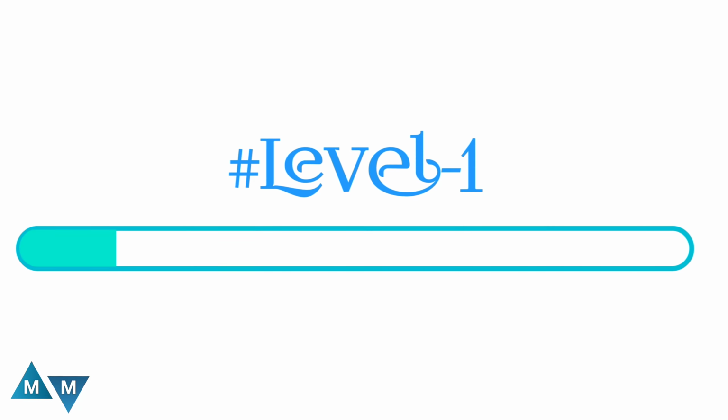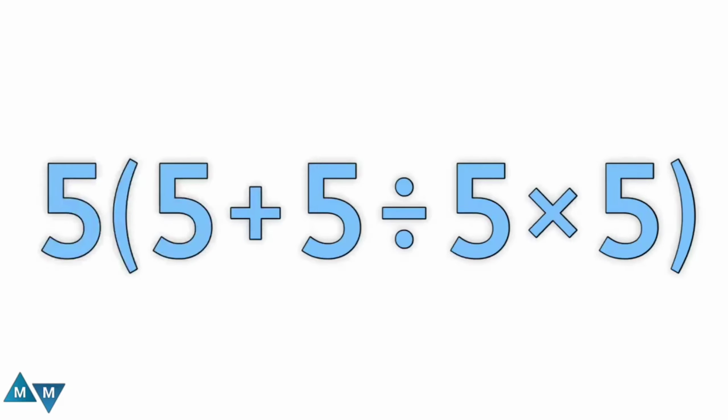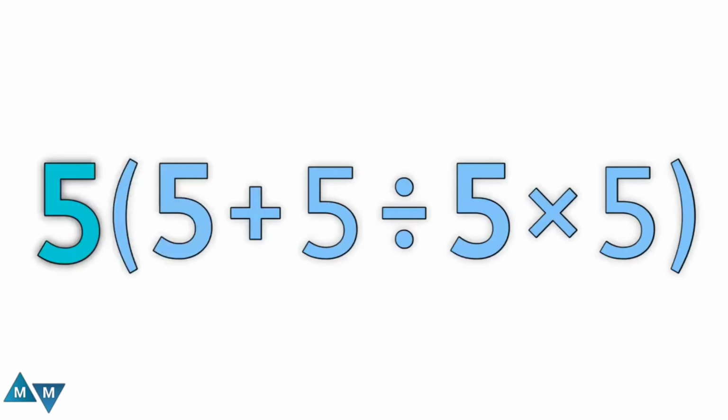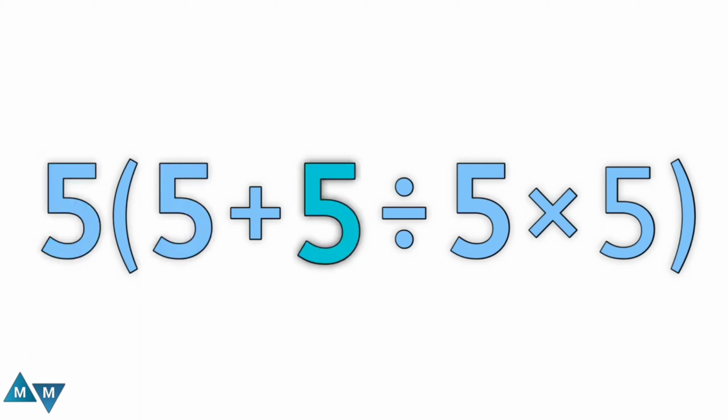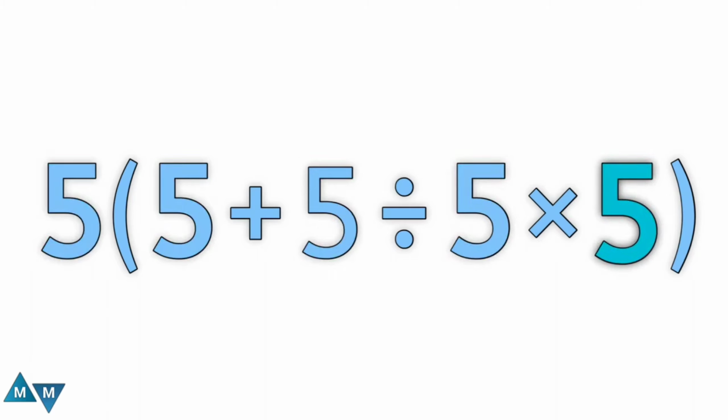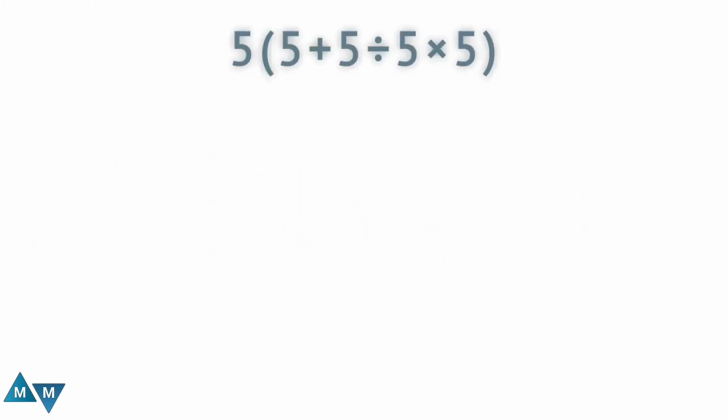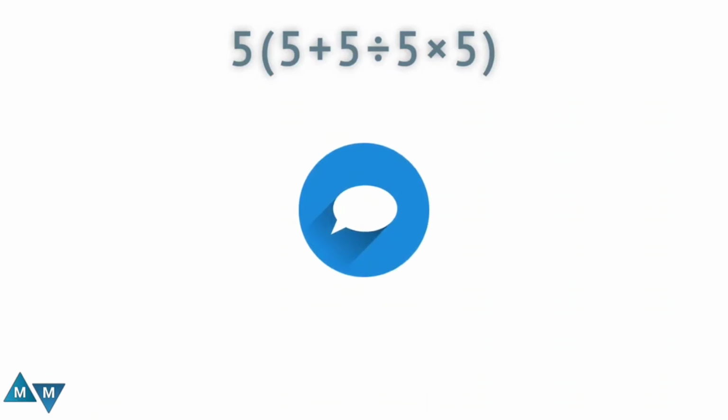So the first problem is, look at this problem. The problem is 5 times parentheses, 5 plus 5 divided by 5 times 5. Let's see step by step how to solve it. But first, try to solve it yourself and comment below for me your answer in the comments.